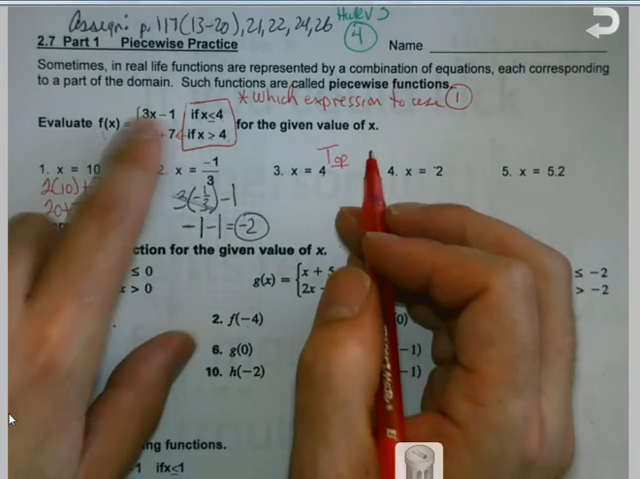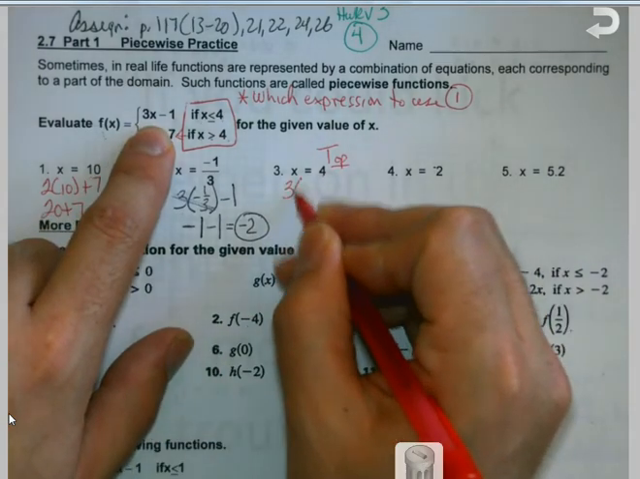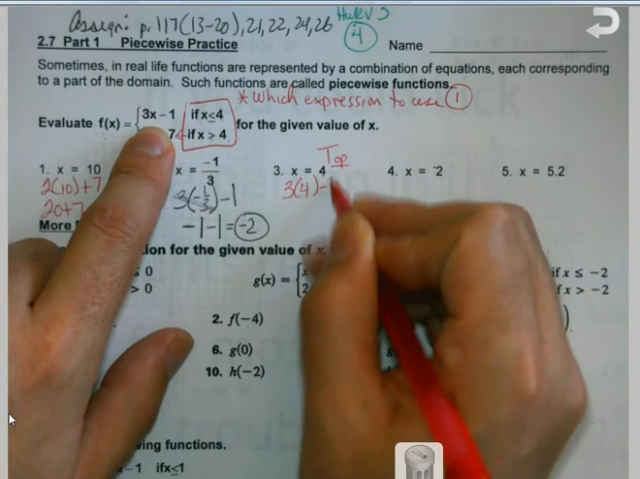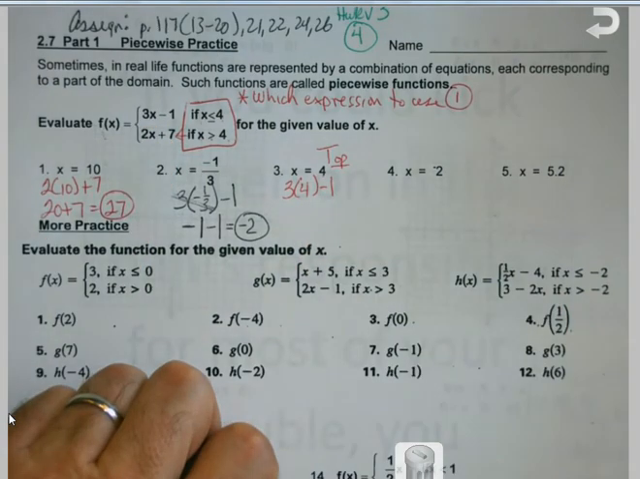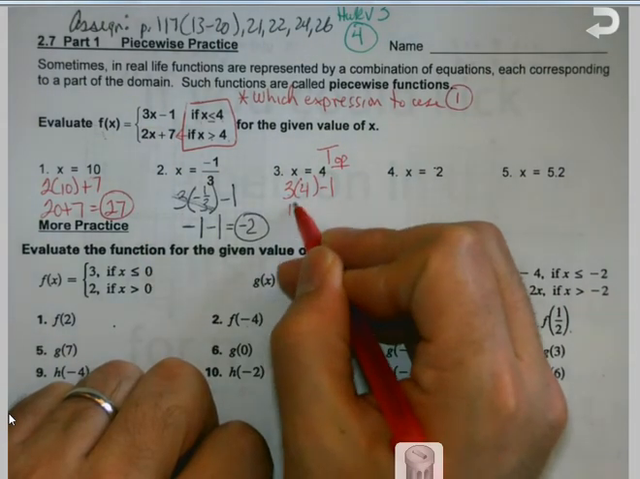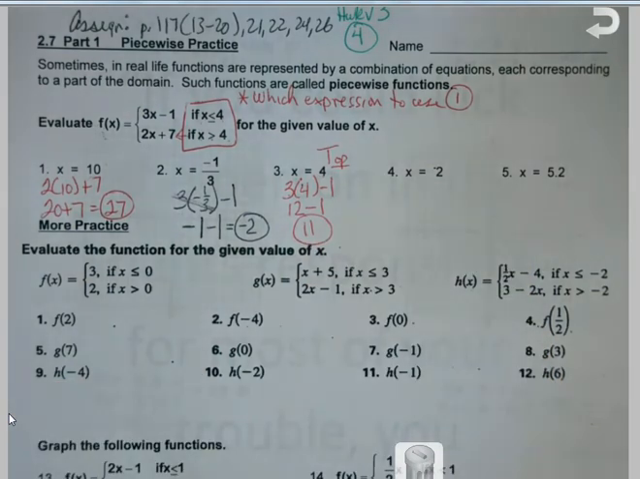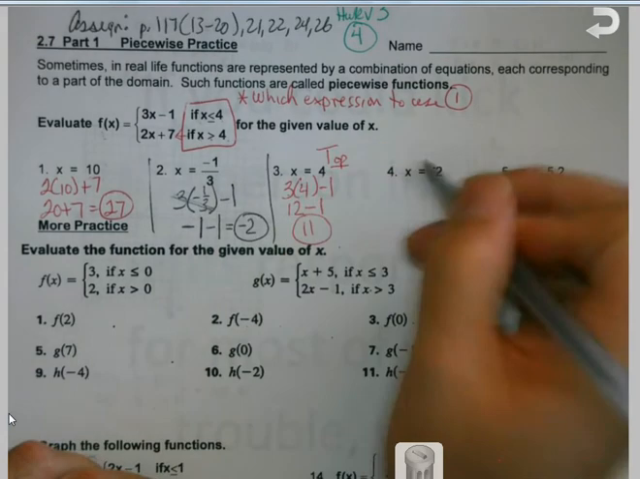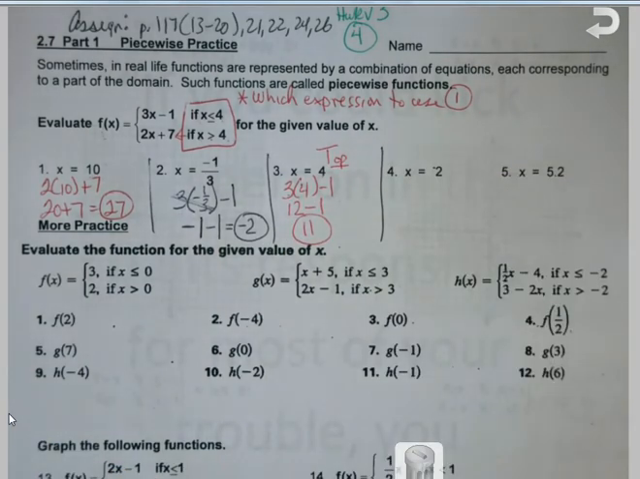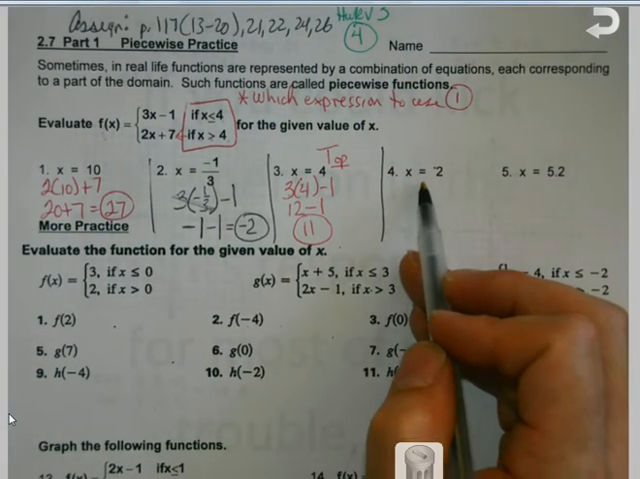And again, I just look at the expression, and if there's an x there, I'm going to plug in for it. So 3 times 4 is 12, minus 1 is 11. So it's just a thing of figuring out which one am I using and then plugging it in. Now let's do one more.